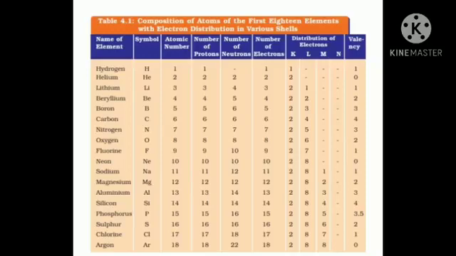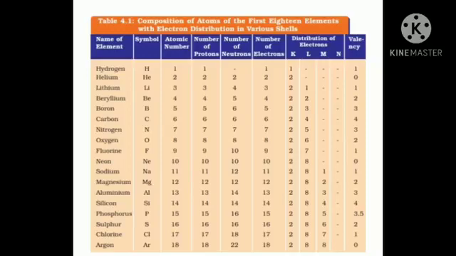Oxygen, symbol O, atomic number 8. So the number of protons and electrons is 8. 16 is the mass number of oxygen. The number of neutrons is equal to mass number minus atomic number. Mass number 16 minus atomic number 8 is equal to 8. So the number of neutrons is 8.